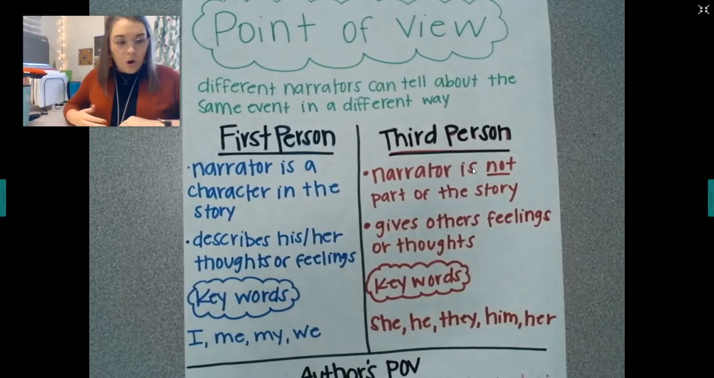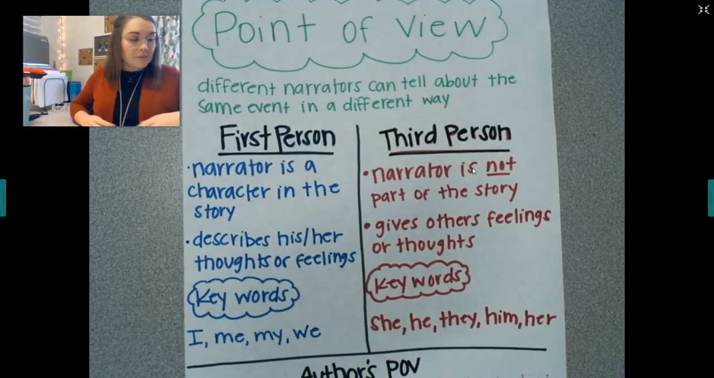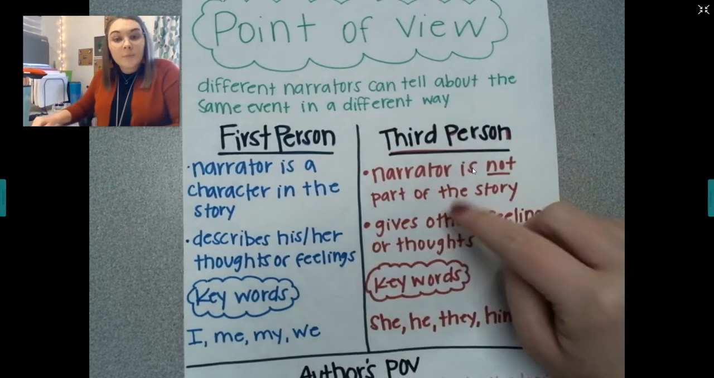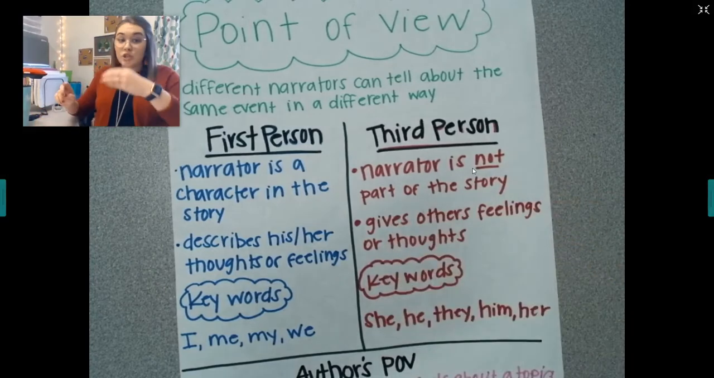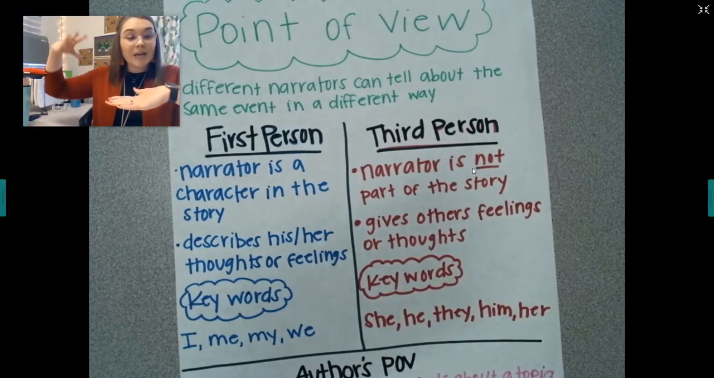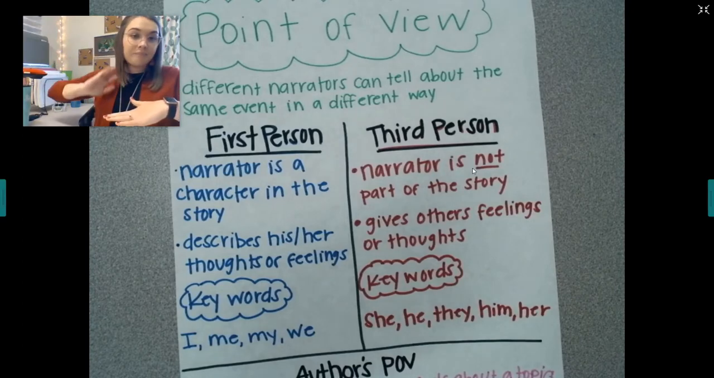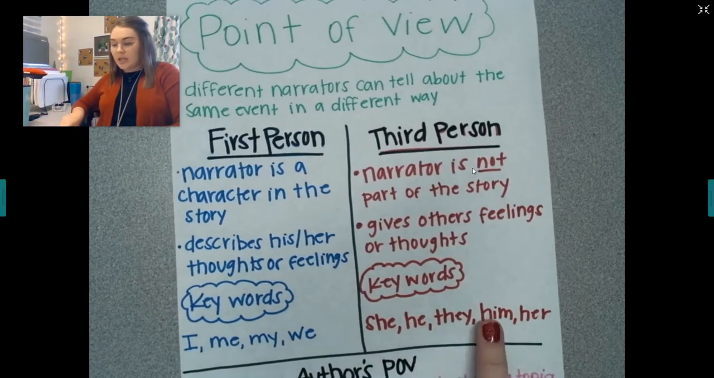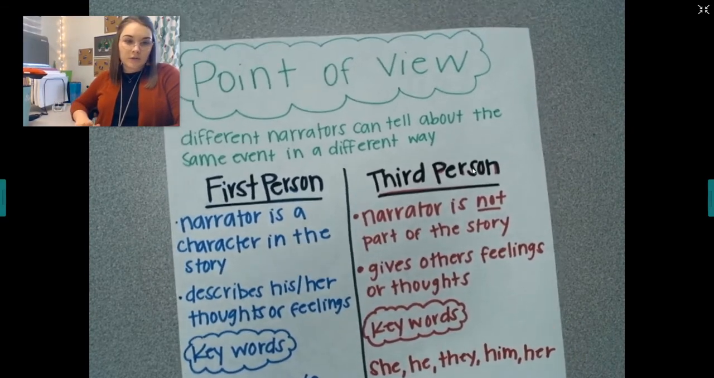Does anybody remember what the point of view was in Frindle? I hope you said third person. The narrator is not part of the story. So pretend this is the story. The narrator is out here and it is talking about what is going on in the story. So they're using words like he, she, they, him, her, all of those things.